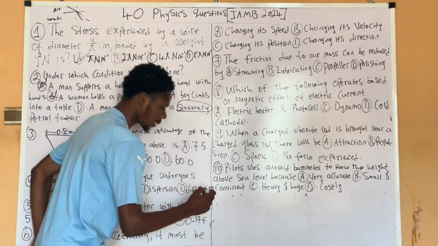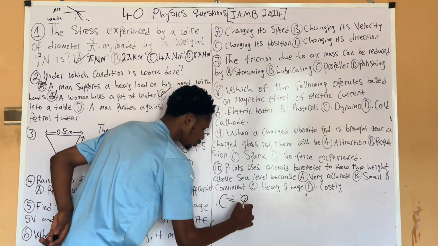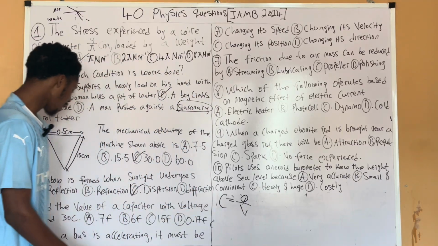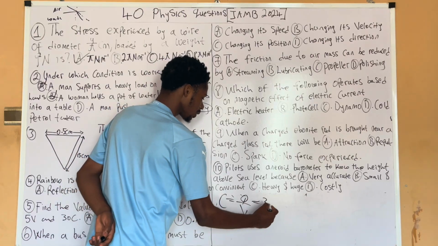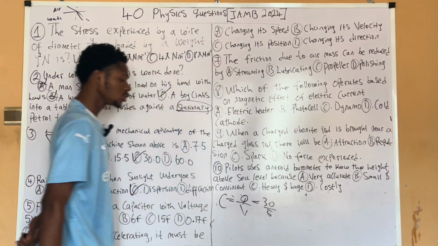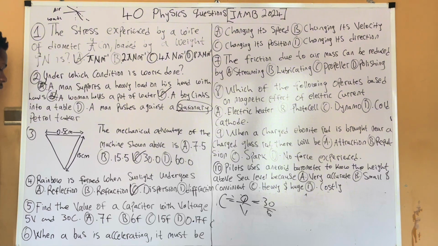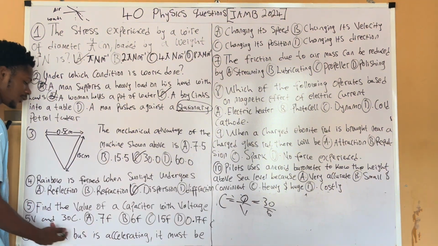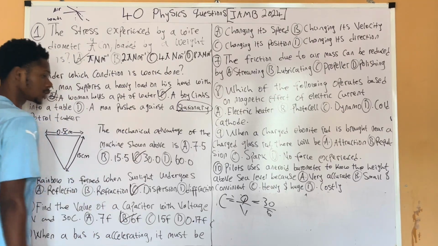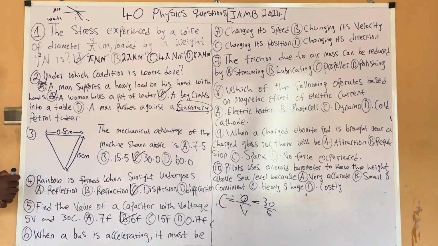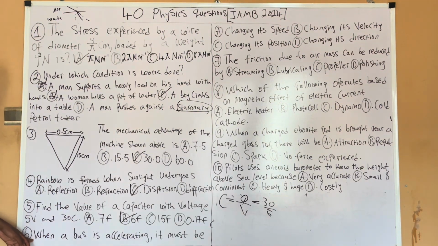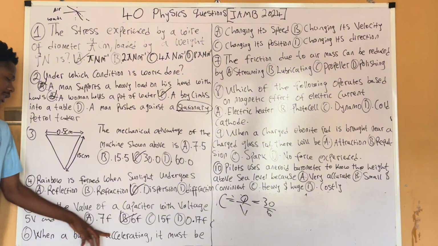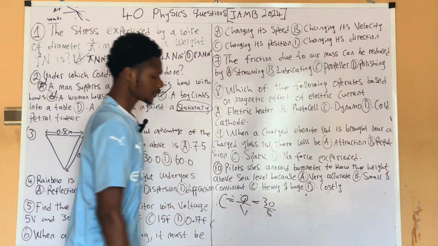So to solve, the capacitance is equal to charge, which is Q, divided by voltage. The charge in this case is given as 30 and voltage is given as 5. So that is simply equal to 30 divided by 5. When we do the math, we are going to get 6, 6 farad. Farad is the unit for measuring capacitance. So for question 5, the correct answer is B, which is 6 farads. The next question on our list says when a bus is accelerating, it must be which of these options?